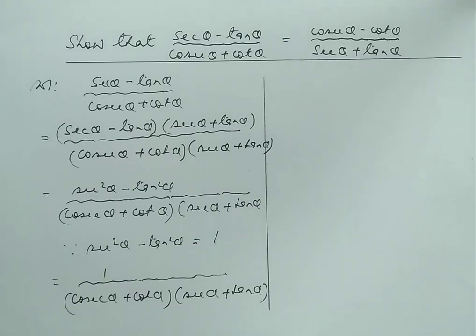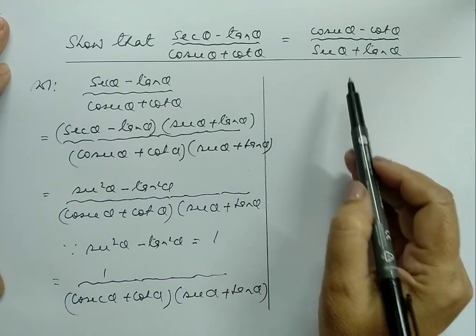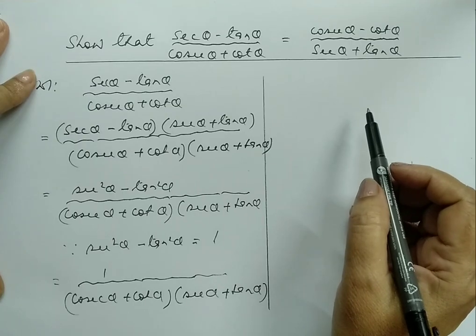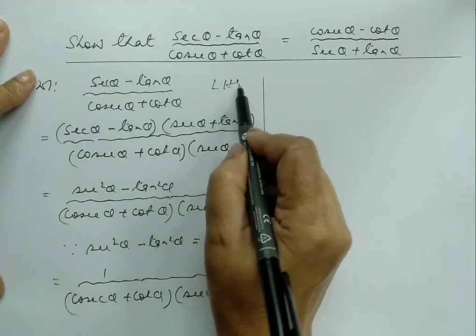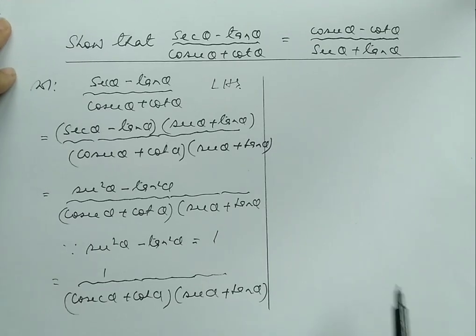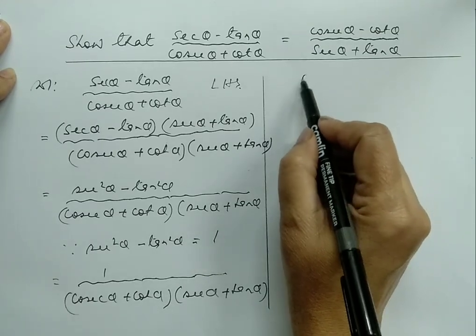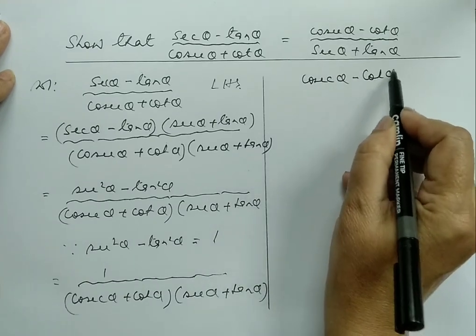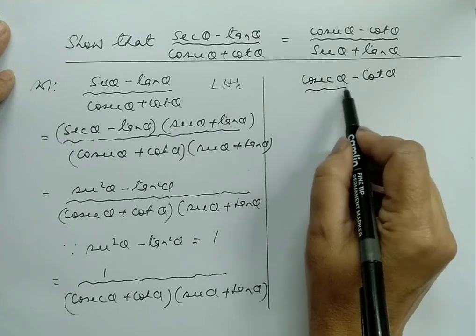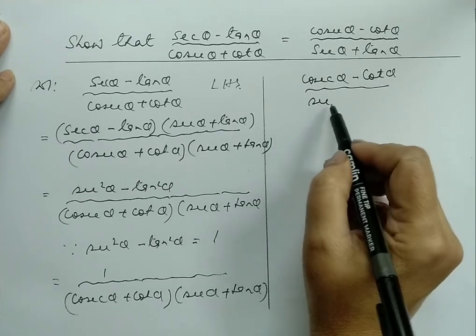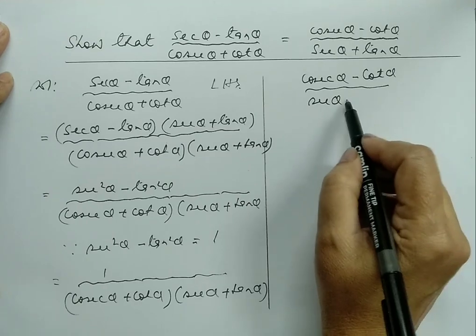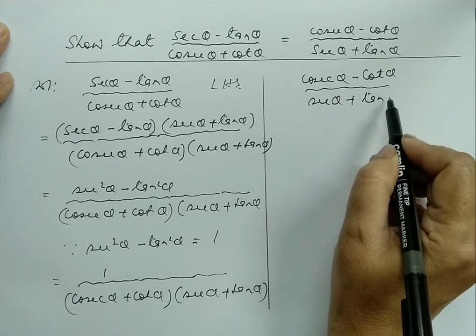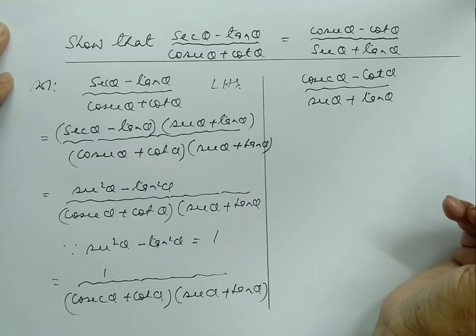Now, we try and leave this the way it is. So, this was the difference I was talking about. Now, this is my LHS. Now, we'll take the RHS. We have cosec theta minus cot theta over sec theta plus tan theta, correct?